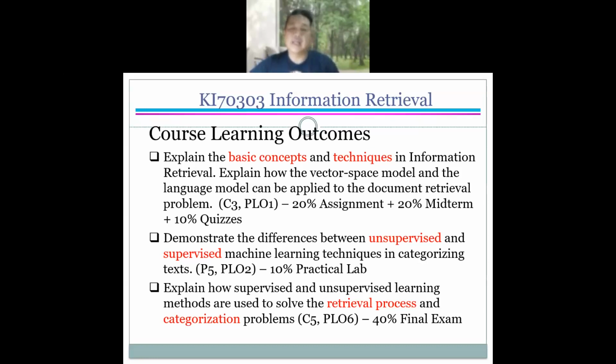Because to get an A for this course, you need to get full marks for assignment, midterm, and quizzes, which is 50%, and do all the labs, which is another 10%. And if you are able to answer half of the questions in your final exam, then your grade will be A. Otherwise, it will be lower than A.